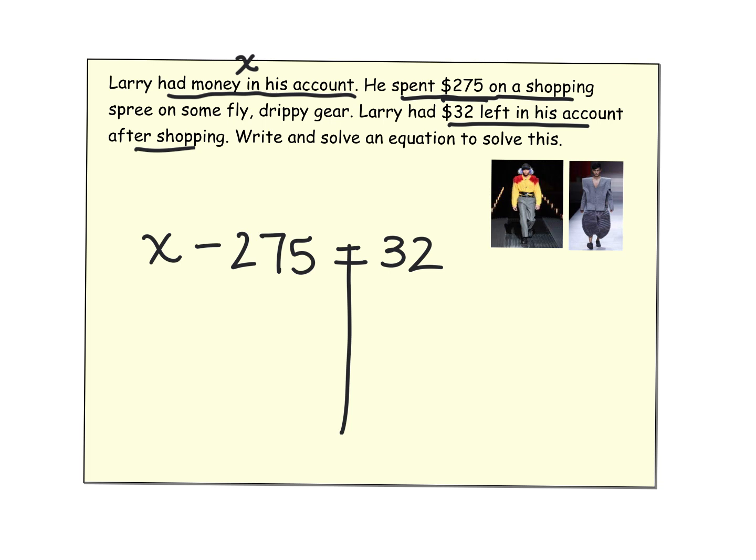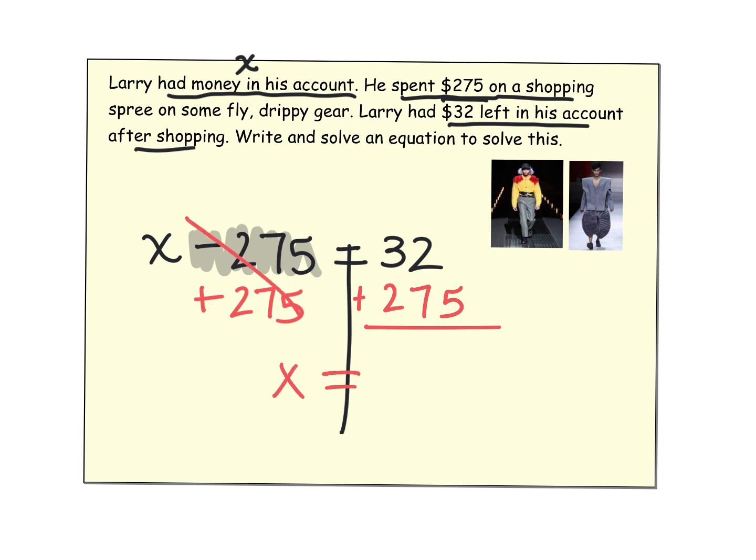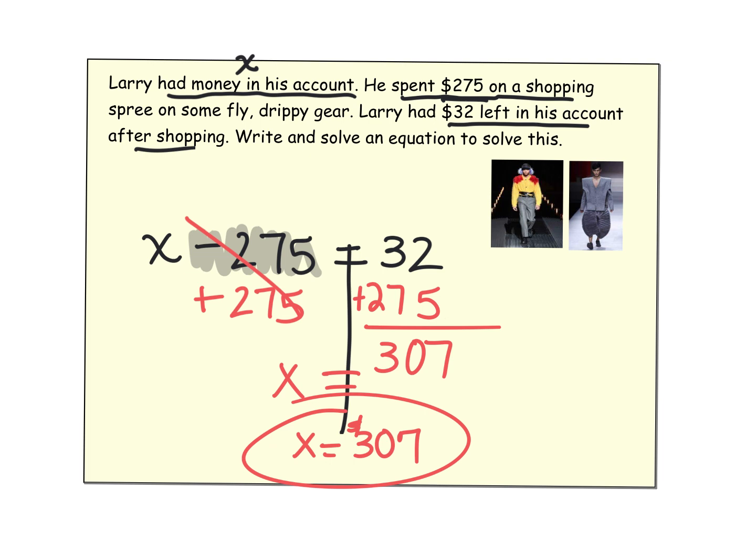Okay, so now if I solve this equation, your goal is to get the x by itself. So I'm going to add 275, right? Because that's the opposite of subtracting 275. Okay, if you do that to one side, you have to do it to the other side of the equation. Okay, this makes a 0 pair. I get x equals, I should have lined this up better. So if I put 275, I get 7, 10, 307. So it looks like x equals 307, he originally had $307 in his account.